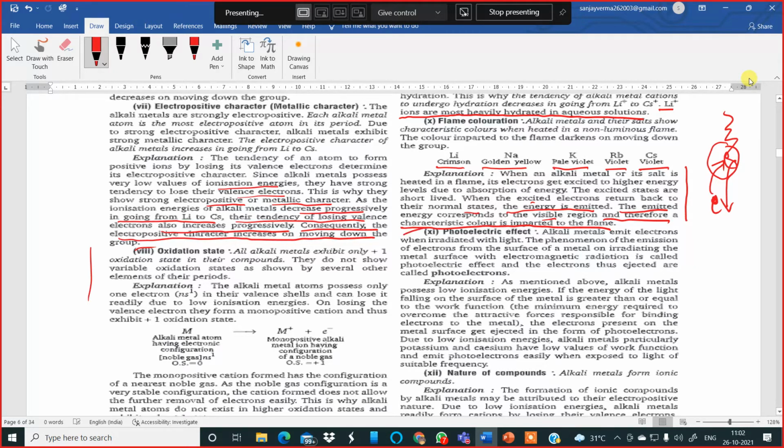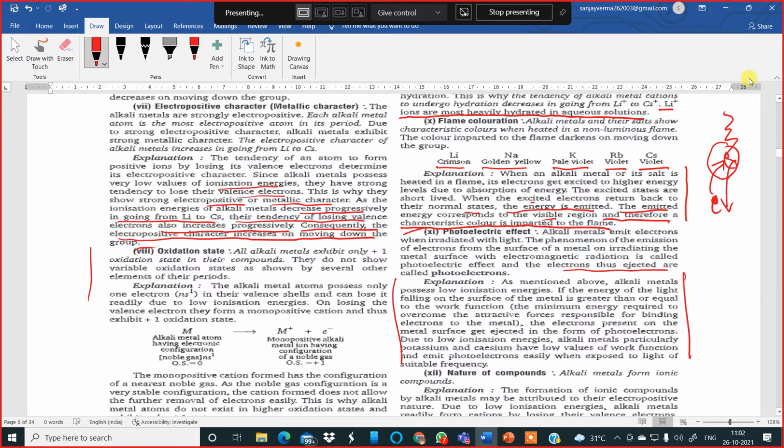The next one is the photoelectric effect. Alkali metals emit electrons when irradiated with light. If light falls on the alkali metals, they emit electrons. The phenomenon of the emission of electrons from the surface of a metal on irradiating the metal surface with electromagnetic radiation is called the photoelectric effect, and the electrons thus ejected are called photoelectrons. So here the explanation is given.